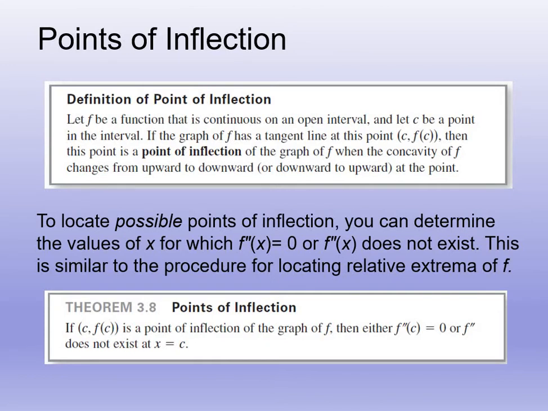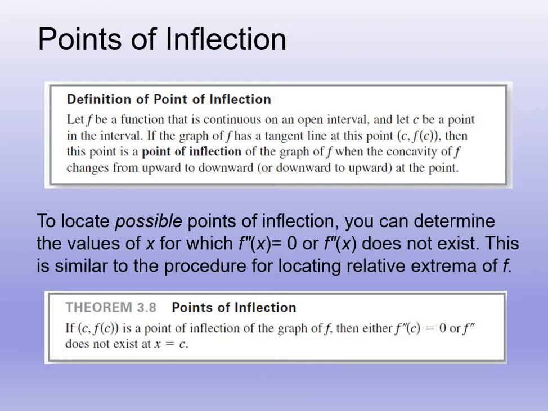If the graph of f has a tangent line at this point c, f of c, then this point is called a point of inflection, which really means we are able to take the second derivative of the function at that point. We consider it a point of inflection where the concavity of f changes from upward to downward or from downward to upward. So, very important.